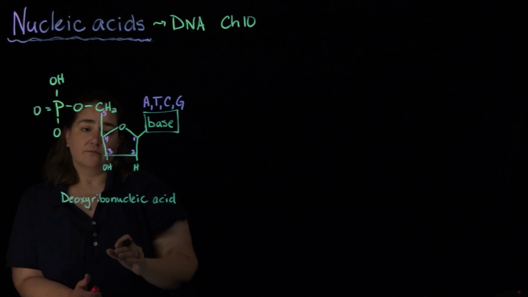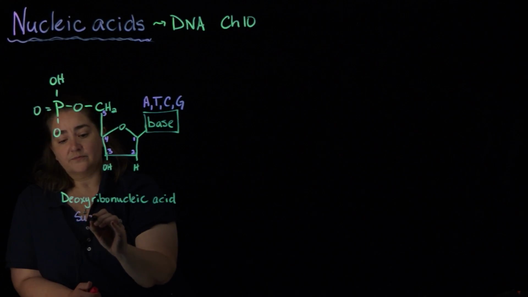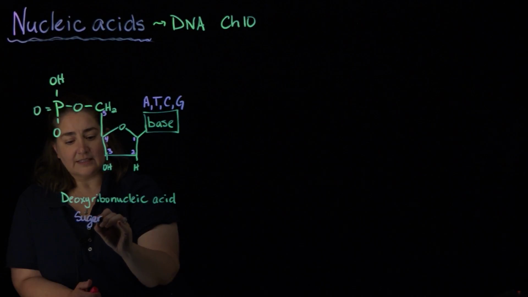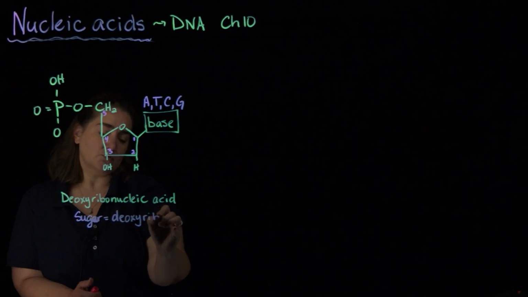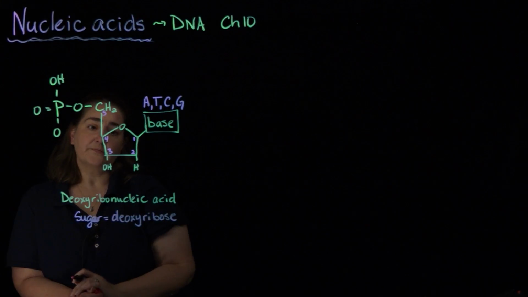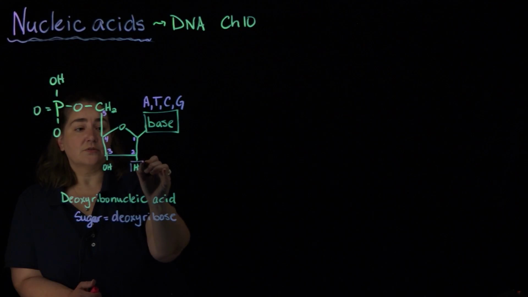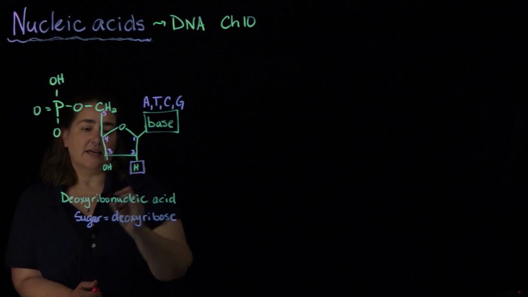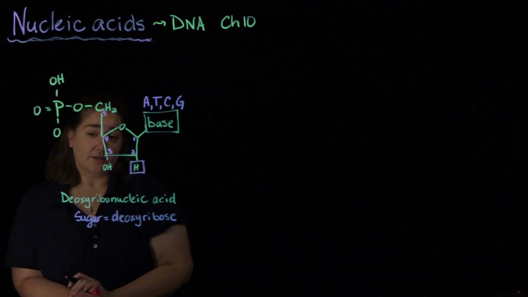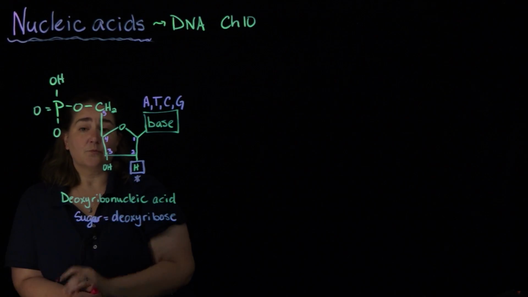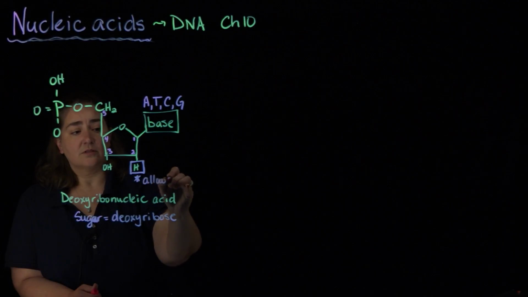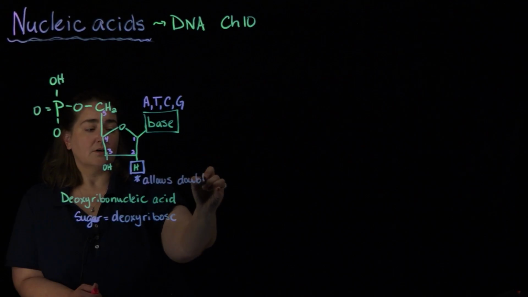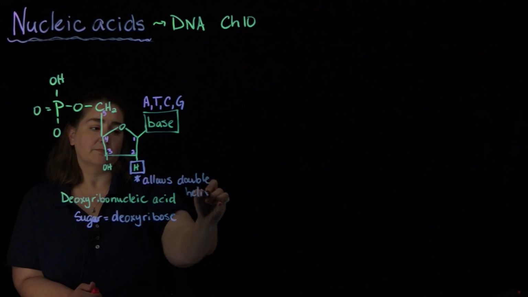We've got our sugar. Okay, our sugar is deoxyribose, okay? And we know it's deoxyribose because at that 2' carbon, we've got a hydrogen. And this is going to be important, okay? Having that hydrogen at that 2' carbon is what allows our double helix to form, okay?